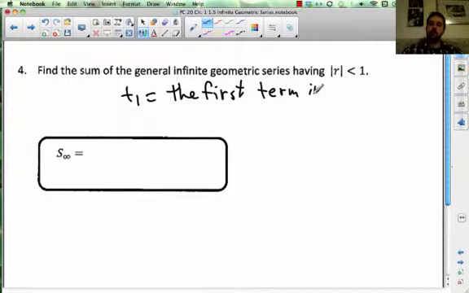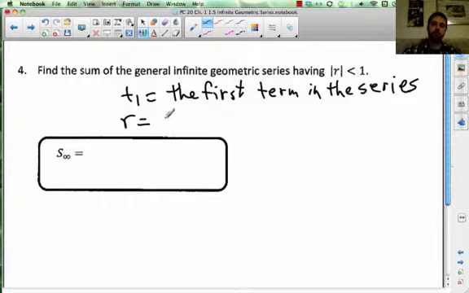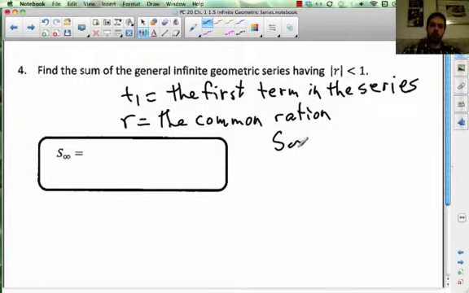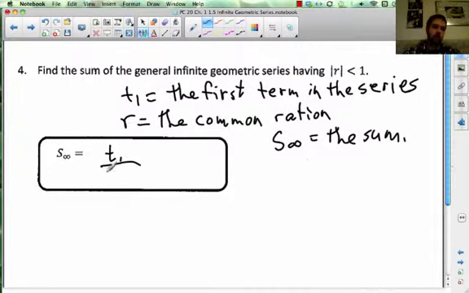So T1 is the first term in the series. R is the common ratio, just as it was in the previous lesson. And S sub infinite is the sum of the infinite series. Then we can find the sum of an infinite series very simply by taking T1 over 1 minus r. Probably the simplest of the formulas we've looked at so far.